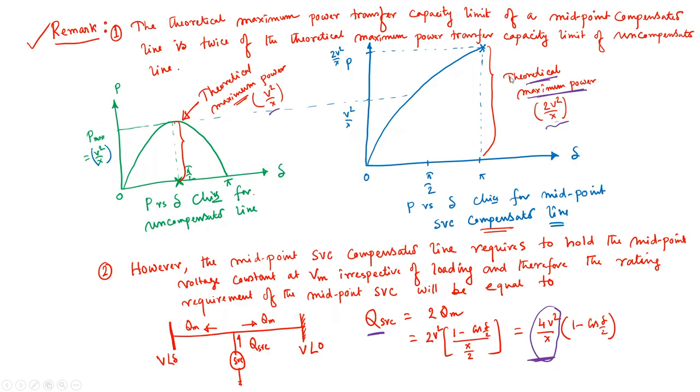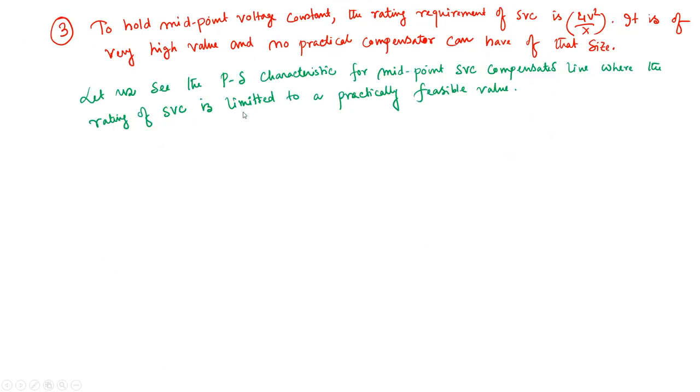What I mean to say here is that this is a representation of the P-delta characteristic for the uncompensated line, and this is the P-delta characteristic for the midpoint SVC compensated line. To achieve twice the theoretical maximum power of the uncompensated line, we need a compensator of very high size. Now, if the size is limited to a practical value, how would the P-delta characteristics be? That is something we need to understand.